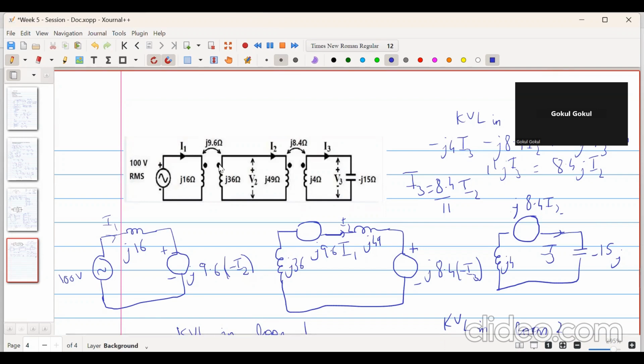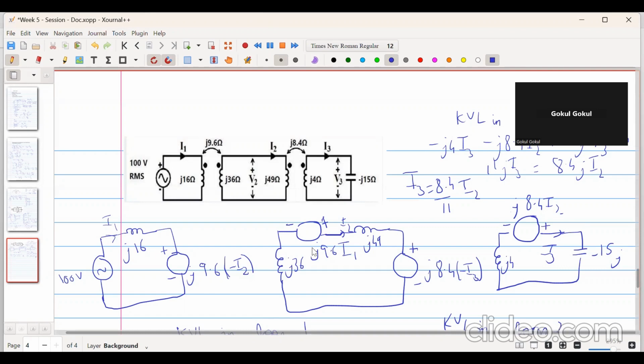Gokul, actually for this one, the dot is over here. The dot will be at this part. So this will be the positive thing and this will be the negative thing. Similarly, over here for this inductor, the dot is at this part. So the dot will be over here, plus over here and minus over here. So this mistake I had made, this mistake I'm correcting.